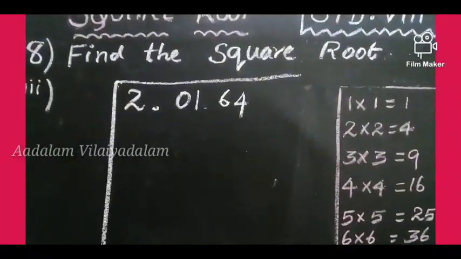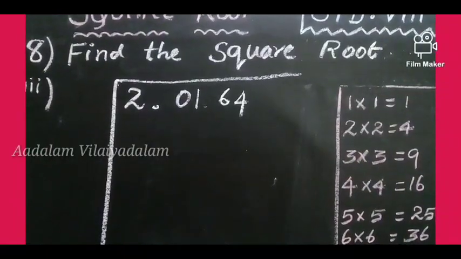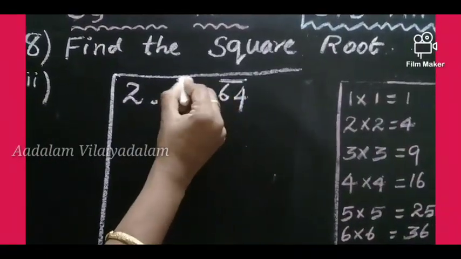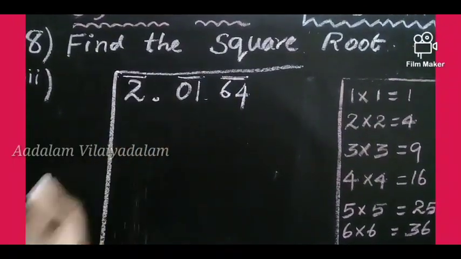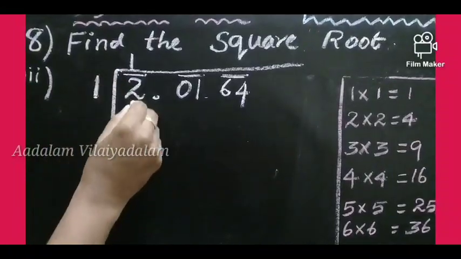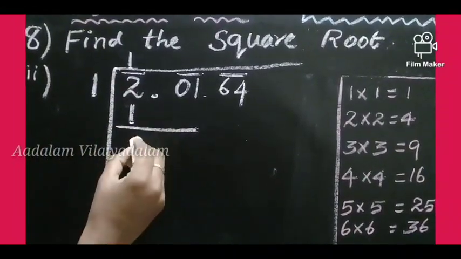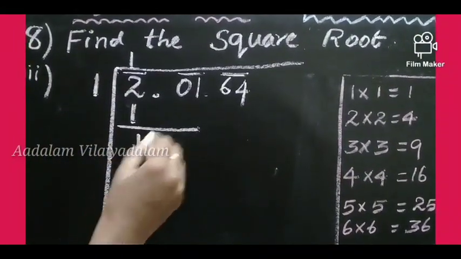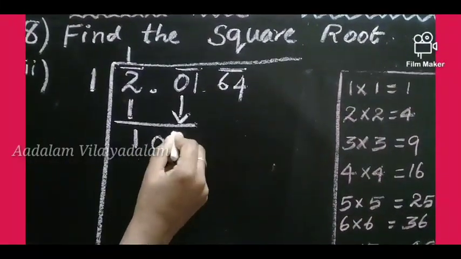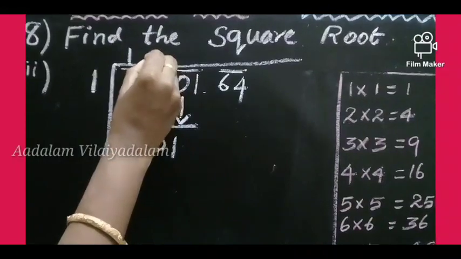The third question, find the square root of 2.0164. Here 64 is one pair, 01 is the next, and the third one is 2. The first number is 2 here. So we put 1, 1 1 is 1. The balance is 2 minus 1, 1. Next write the next pair of numbers, 0, 1. Put the decimal point here.